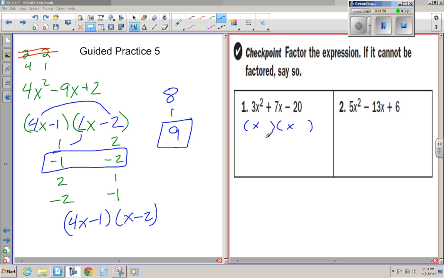You know the factors of 20. 1, negative 20. Negative 1, 1, 20. 2, negative 10. Negative 2, 10. 4, negative 5. Negative 4, 5. And then the flips are true as well.